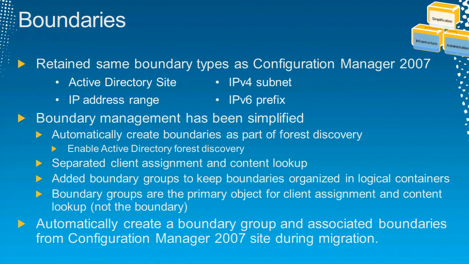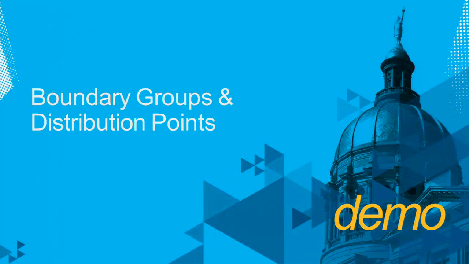And then when you do migration, if you come to my presentation on Thursday afternoon on migration, we'll show you that we create boundary groups automatically when you migrate your boundaries from ConfigMan 2007 to ConfigMan 2012. We'll create a boundary group for shared DPs, for content, and a boundary group for site assignment as well. And you can turn that off if you want. Okay, so let's go over and look at that.